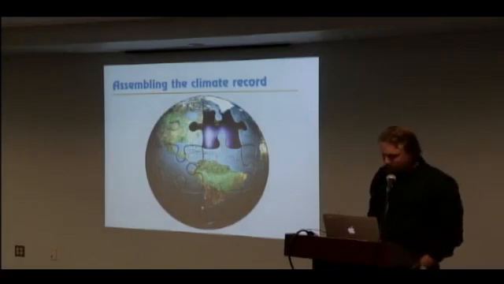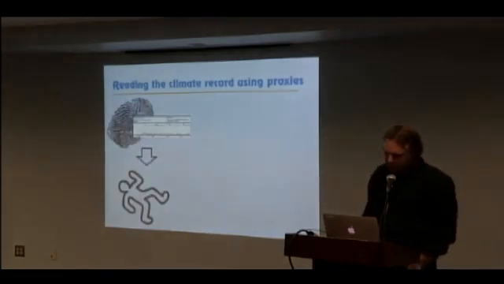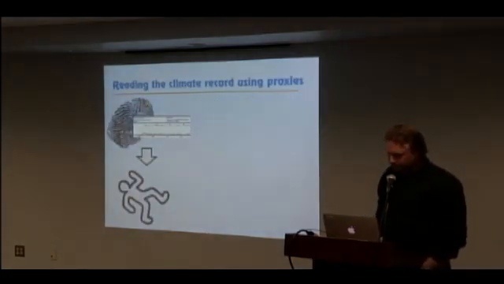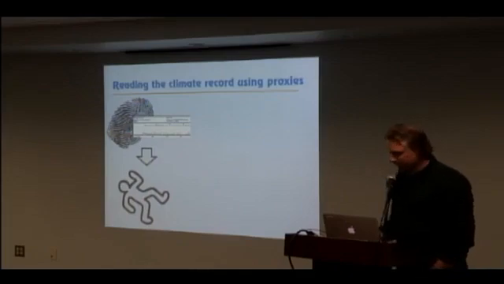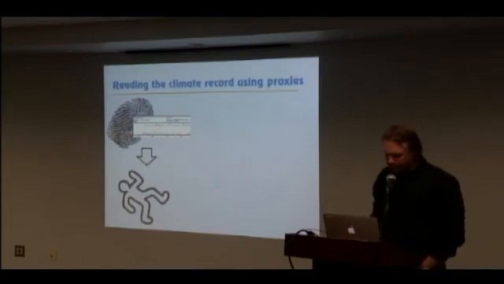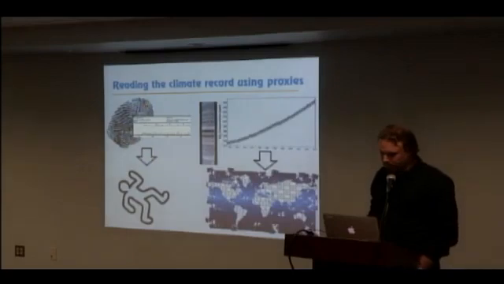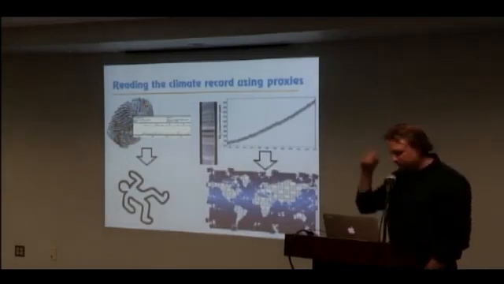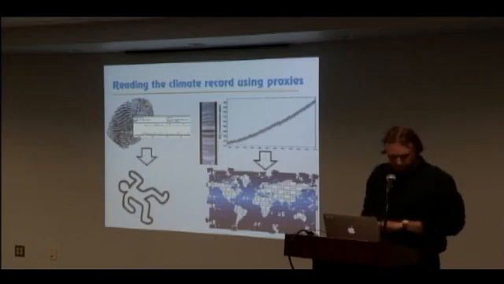So we have to assemble the climate record. This is an incredibly complicated puzzle, but we're trying to put the different pieces together. We can do this by using proxies, just like we do for tracking a killer with DNA or fingerprints. We can do that through the geologic record. We can do this with ice cores to learn about CO2, but I'll talk very briefly about geochemistry to assemble this puzzle.